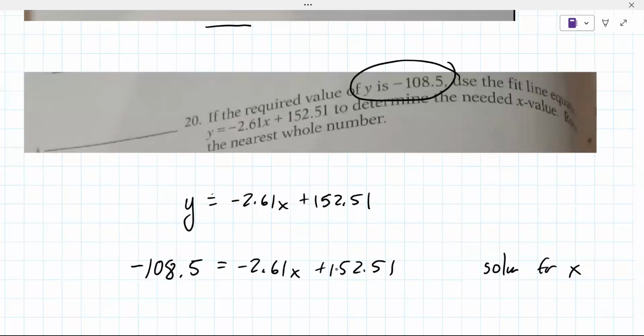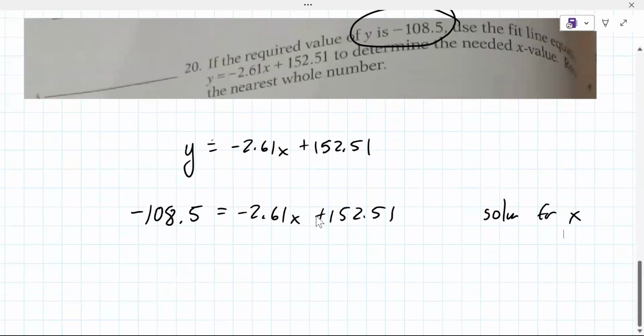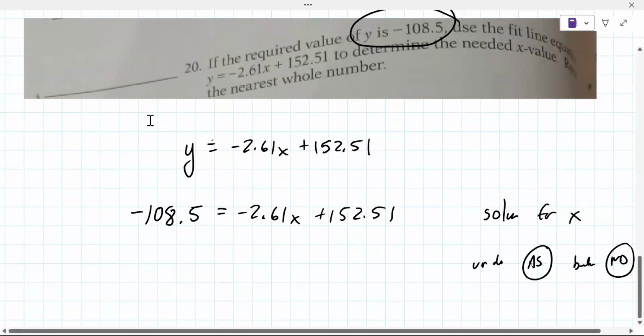So this is something you learned earlier in the course. You look at the side with the variables. You don't care about the left side, you care about the right side. What do you undo first on the right side? Do you undo the 152.51, or the minus 2.61? When you're solving, you undo addition and subtraction before multiplication and division. This number is not subtracting, it's multiplying the x.